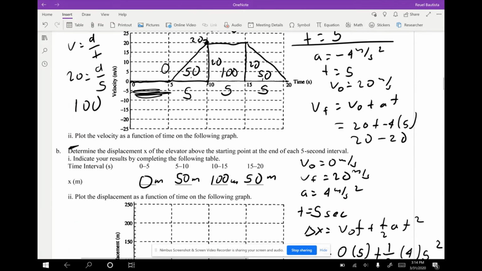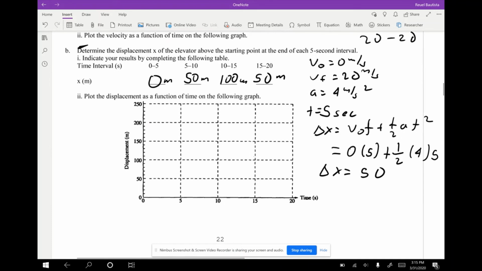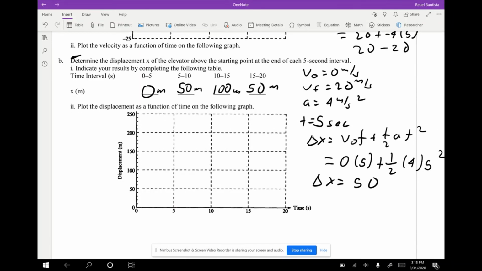But my question is, and this is very important, now that we have a displacement versus time graph, how will my line look at each of these intervals? How will my lines look at each of these intervals?